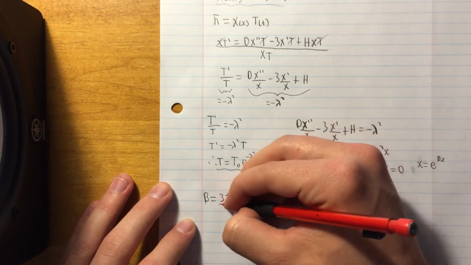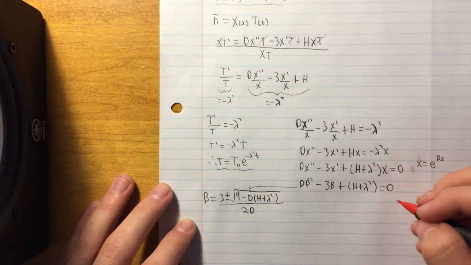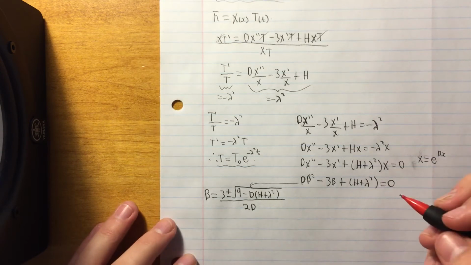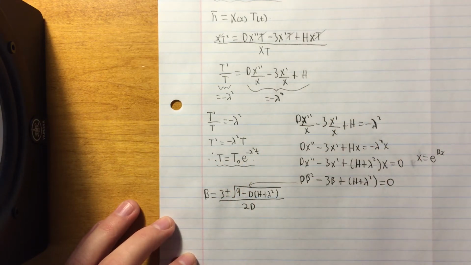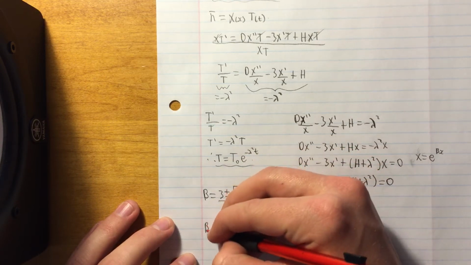And then all of this divided by 2d. And then we know from past experience that this is only going to have non-trivial solutions to the boundary conditions when beta is imaginary. So we're going to factor out a negative 1 from underneath this root sign and put an i out front. So it's just going to be beta.